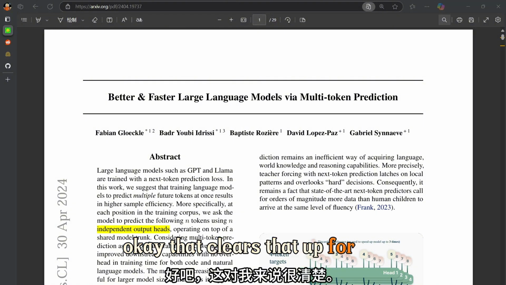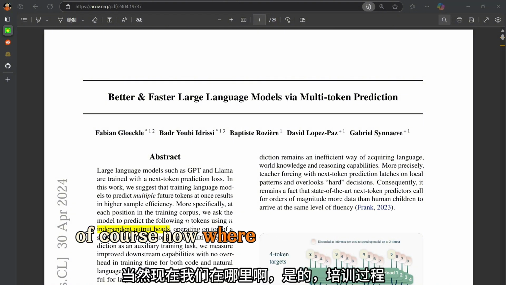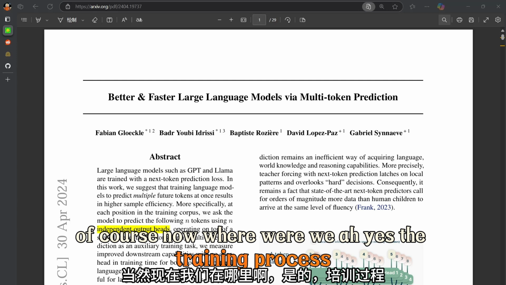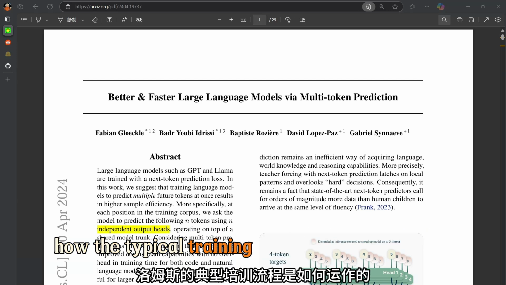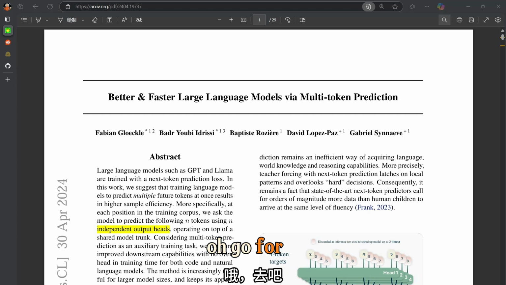Okay, that clears that up for me. Thanks for pointing that out. Of course. Now, where were we? Yes, the training process. So before we get too deep into these output heads, could you remind me how the typical training process for LLMs works? Oh, go for it.